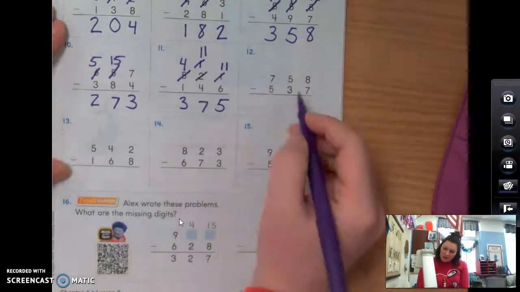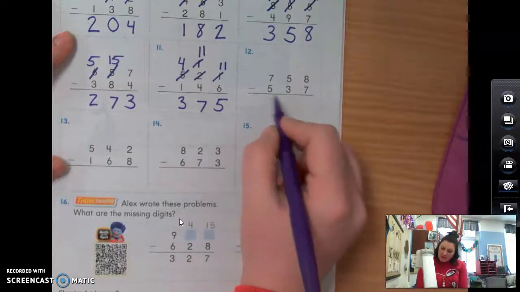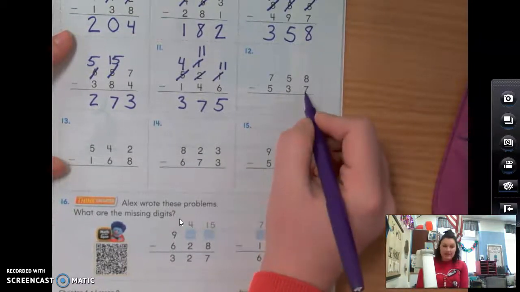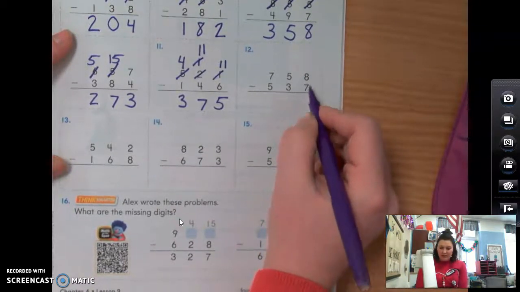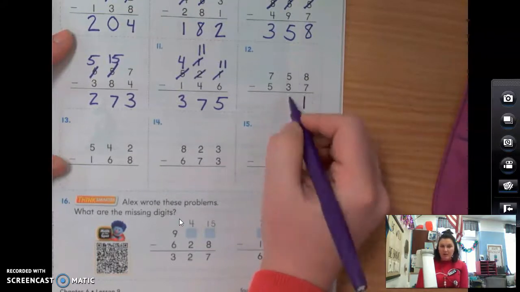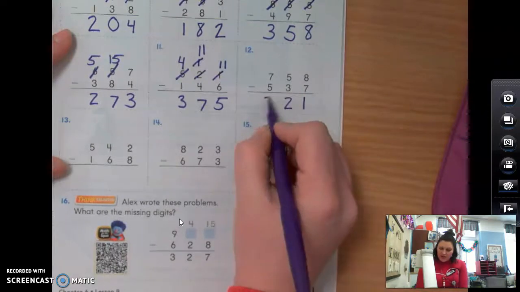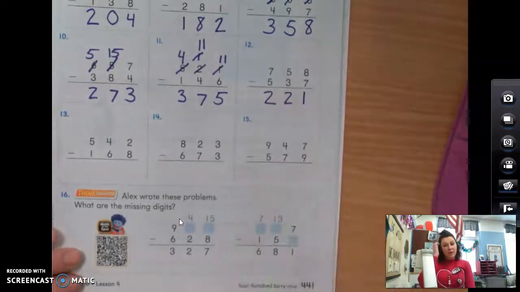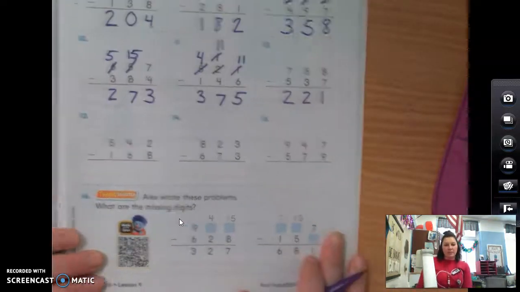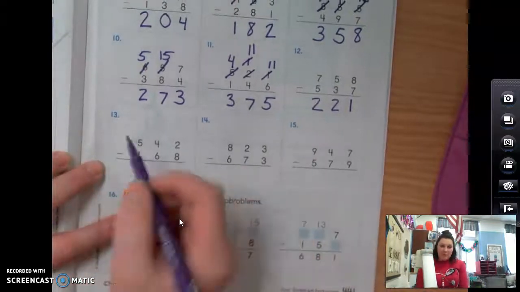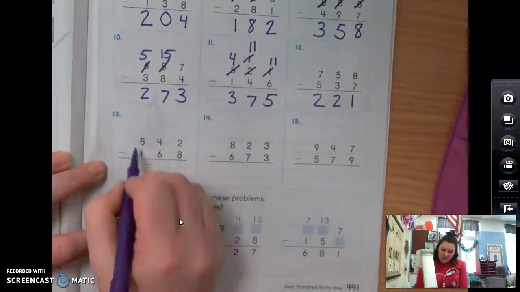All right, number 12, 758 minus 537. Well, I can do 8 minus 7 because there's more on top, so there's no need to stop. That is 1. 5 minus 3, more on top. That is 2. 7 minus 5, that is 2. 221, no regrouping. Whew, that's an easy one. Breathe. Okay, we're going to have time for one more together.